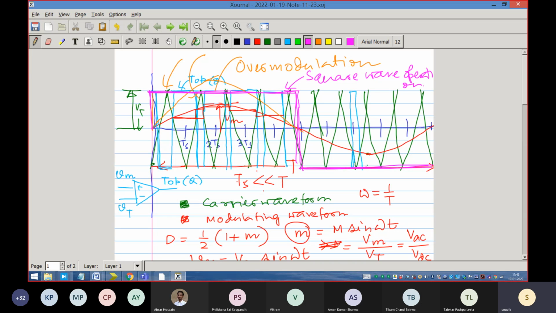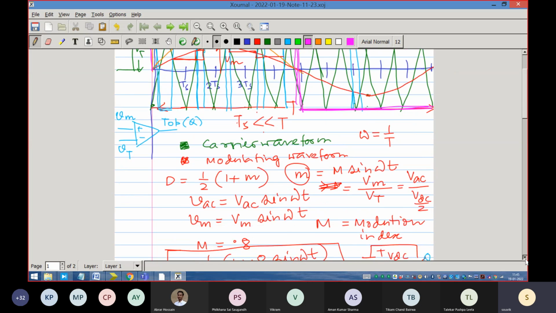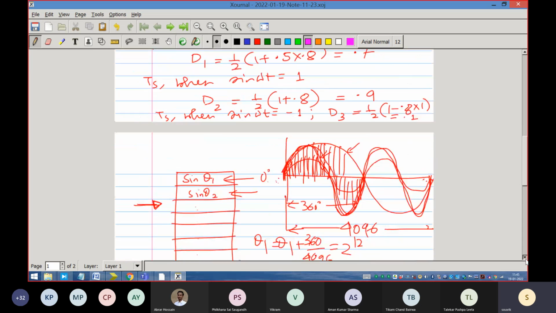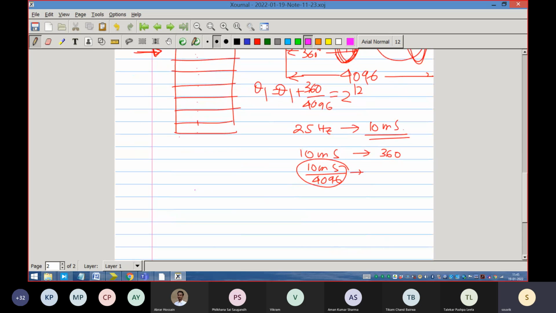So you have understood that to produce a sinusoidal waveform, the peak of the sine wave must not cross the value of VDC by 2. That is the limitation. As long as that is happening, you are able to get it. So what is the condition for the modulation zone? Modulation: the peak of the sine wave is less than or equal to VDC by 2.